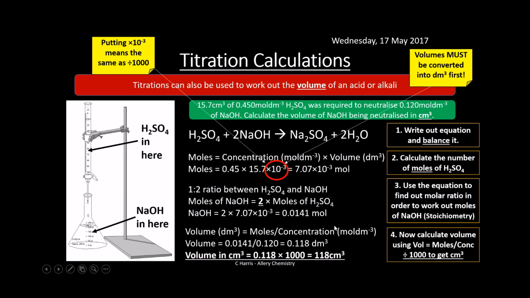And then we're going to use that concentration equation again. So volume, this time we want to work out the volume, is moles divided by concentration. Number of moles is 0.0141 divided by the concentration, 0.120. And that gives us the volume of 0.118 decimeters cubed. So the volume in centimeters cubed is 0.118 times 1,000. Because remember, that's the volume in decimeters cubed, so to work it out into centimeters cubed, just multiply it by 1,000. It's 118 centimeters cubed. And that's the volume.